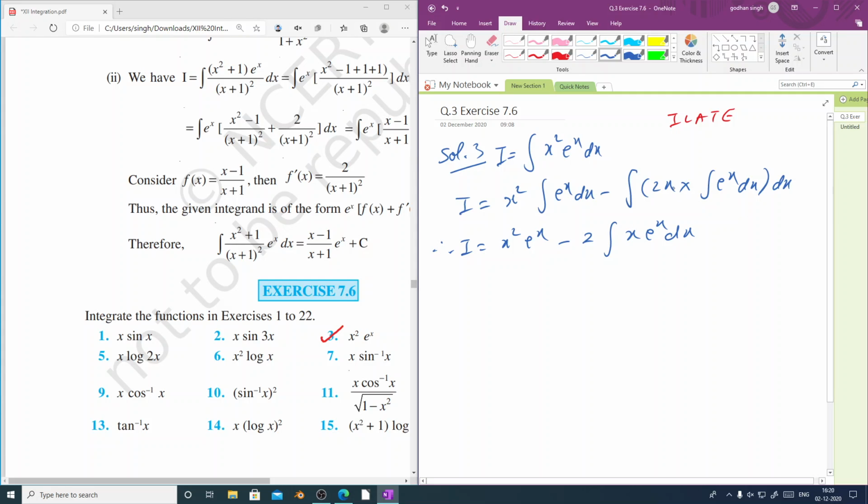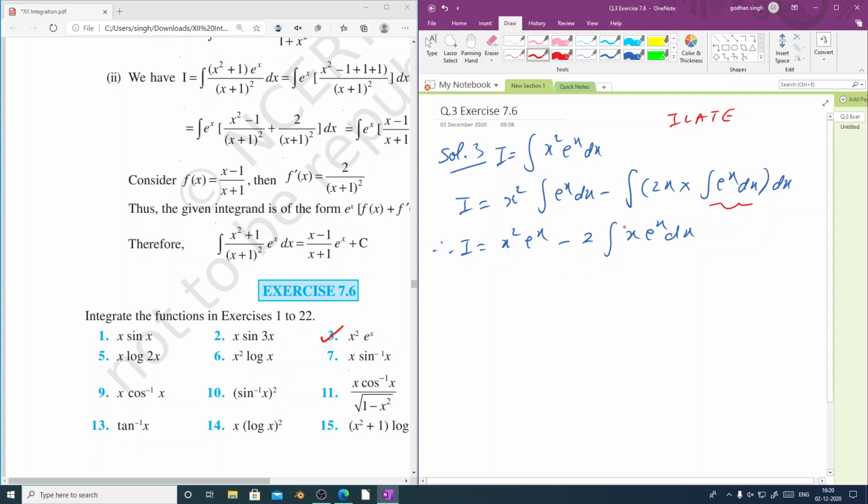Here because integration of e raised to x is e raised to x, so we have written here e raised to x. This is not this dx, because this on integrating will give us e raised to x, so this is e raised to x, and then we have this dx. Now here also we are seeing that we are having two functions being multiplied, so we'll again use the method of integrating by parts.